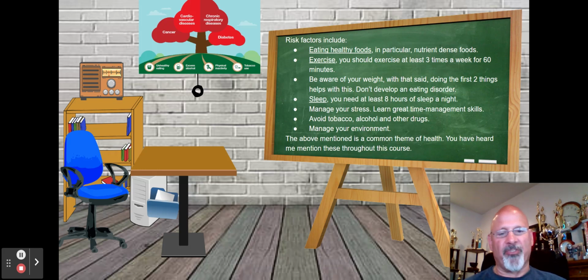Manage your environment. Your environment is what you're exposing your body to. Like if you're in an area where there's a lot of smoke or pollution, try to avoid that if you can. The above mentioned is a common theme of health. You've heard me mention these throughout the course, and you're probably going to hear me mention these a lot more. Again, this is the basis of what I do in my life to help deal with stressors and keep me healthy.